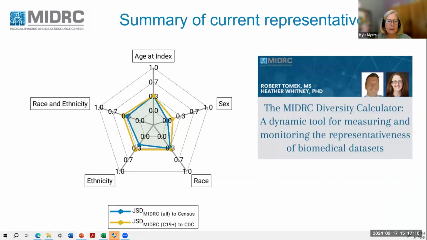Now, that was one particular data element being plotted over time. If you were interested in looking at multiple data elements, there are other approaches to doing that. This is just one using a spider web type of plot. There are others. We just wanted to make sure that it was clear that we understood that and that we're looking at ways of doing that. And if this is a topic that's of central interest to you, I encourage you to check out the MIDRC Diversity Calculator seminar that was given just last spring by Robert Tomek and Heather Whitney.